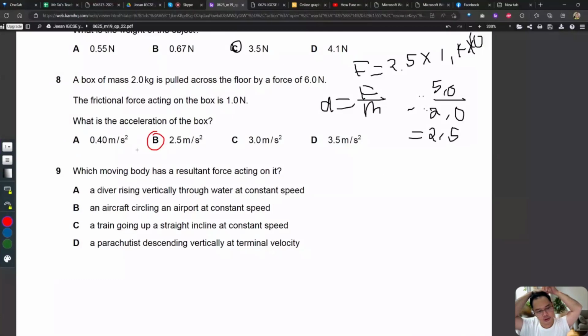Question 9. Which moving body has the resultant force acting on it? D. An aircraft circling an airport at a constant speed has the resultant force. You said D. A parachutist descending vertically at terminal velocity. Terminal velocity means the velocity is constant, and constant means acceleration is 0. So the answer is not D. Think again.